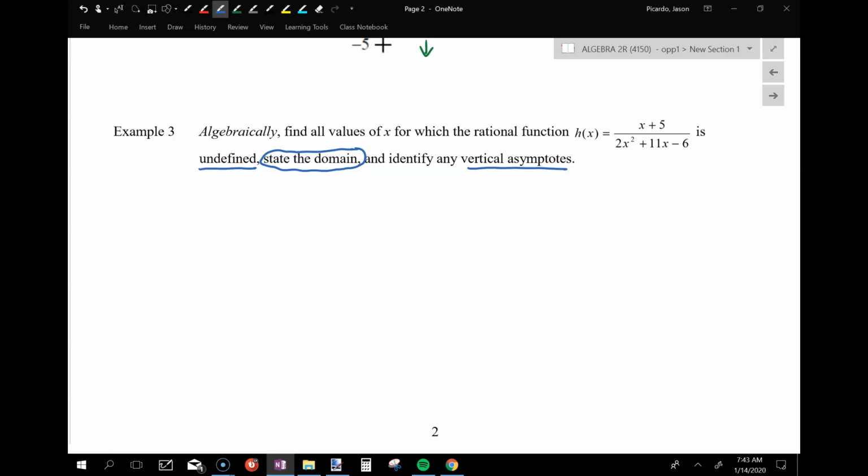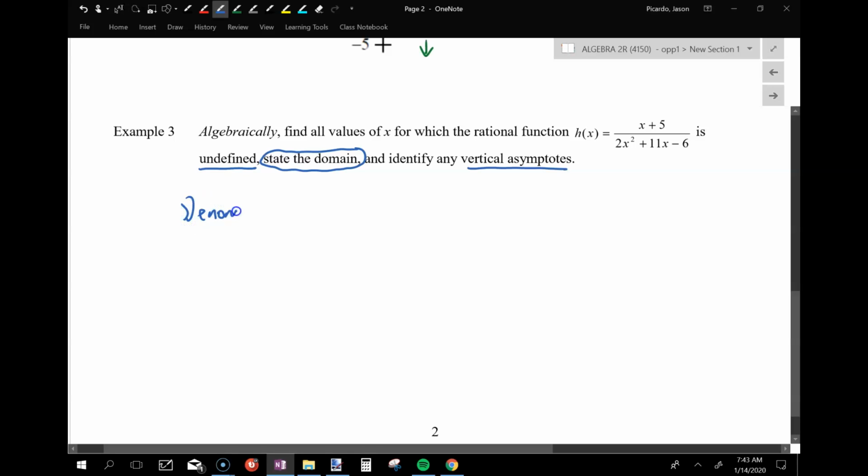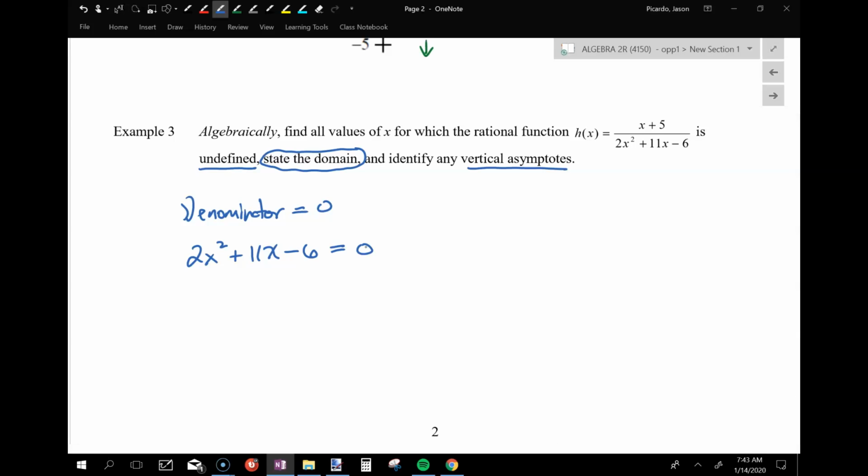In order to determine where these three things happen, it's when the denominator equals 0. So it's when 2x squared plus 11x minus 6 equals 0. And you get a problem like this, right? And so immediately you start to say, aha, Picardo, this guy's pretty smart. This is why he had me spend yesterday practicing how to factor something like this, right?